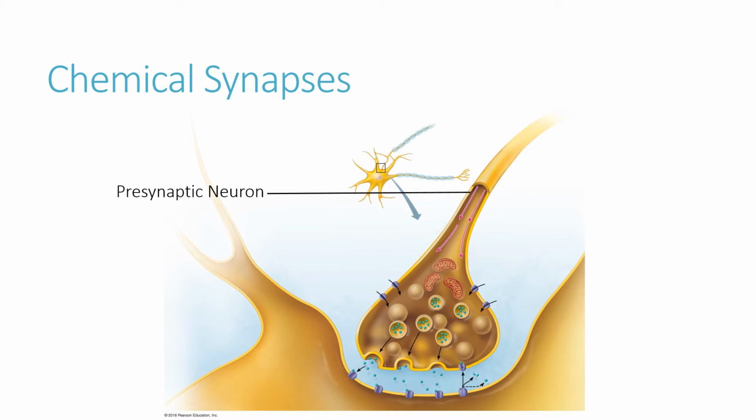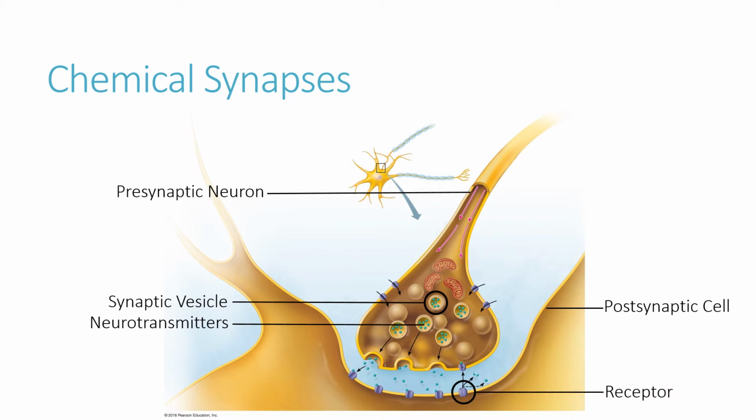In a chemical synapse, the presynaptic neuron contains a number of synaptic vesicles, small membrane bubbles that can contain chemicals like neurotransmitter. In each synapse, there can be dozens or hundreds or thousands of neurotransmitters. The postsynaptic cell must contain receptors for those chemical neurotransmitters. In order for this communication to happen, the presynaptic neuron must have the chemical neurotransmitter, but the postsynaptic cell must have a receptor that can bind to that neurotransmitter.